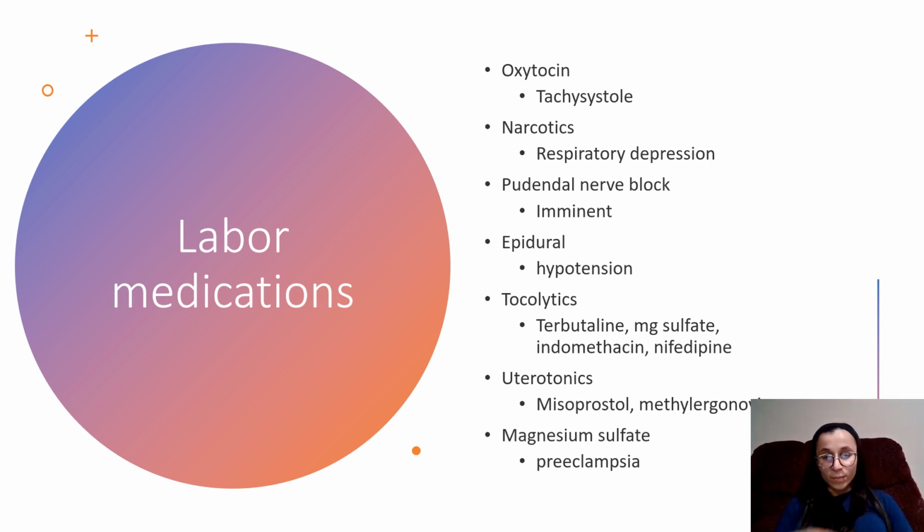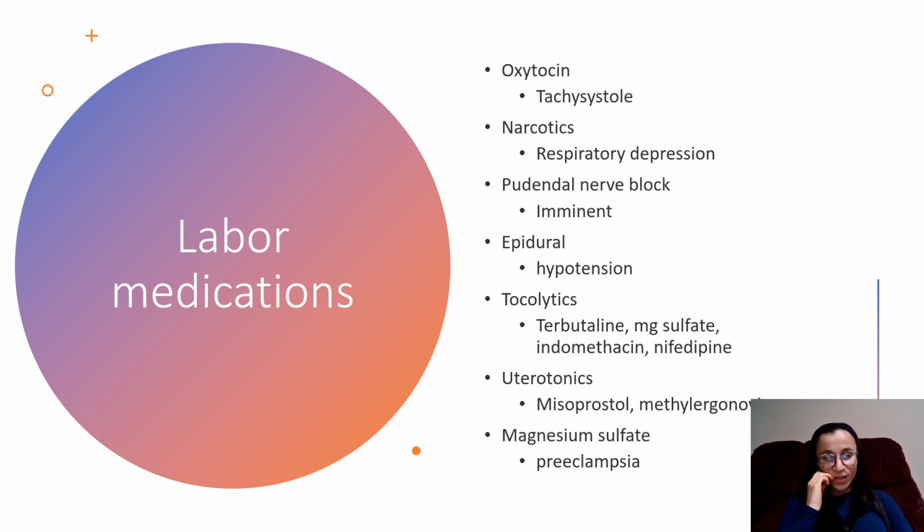Another medication is a pudendal nerve block. Basically, an epidural and similar anesthesia is not given when the baby is about to be born. So if the birth is imminent, this is the one that you want to give because it has the fewest maternal and newborn side effects.